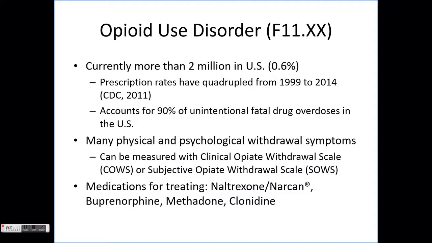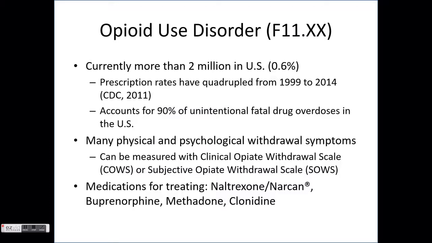Medications for opioid use disorder include naltrexone, buprenorphine, methadone, and clonidine. Very briefly, buprenorphine and methadone are both replacement substances that are longer lasting, but also less severe than things like heroin. They're designed to help people gradually taper off of these drugs without experiencing the cold turkey severe withdrawal that they may if they just try to quit altogether.